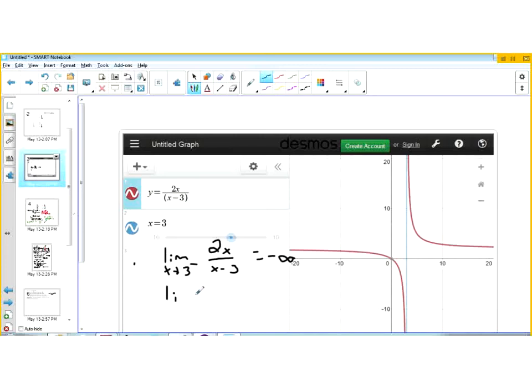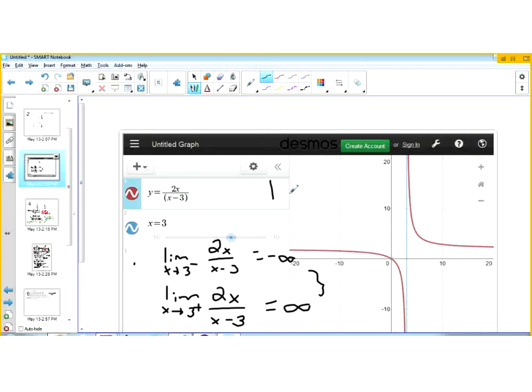Okay, and then the limit as x approaches 3 from the right of 2x over x minus 3 is equal to infinity. And these two limits are not the same.